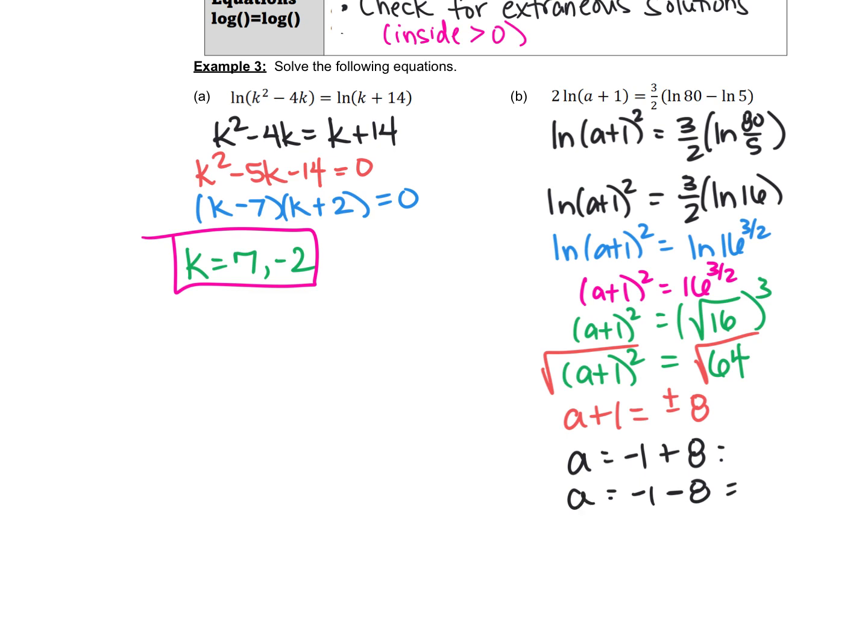So let's look at that. That would give me a 7 and a -9. We have to go back and check them in the original equation, right? I only have to check one side. There's only one side with an A in it. So 7 plus 1, we good? Good. -9 plus 1, not good. There's only one solution, and it's 7.